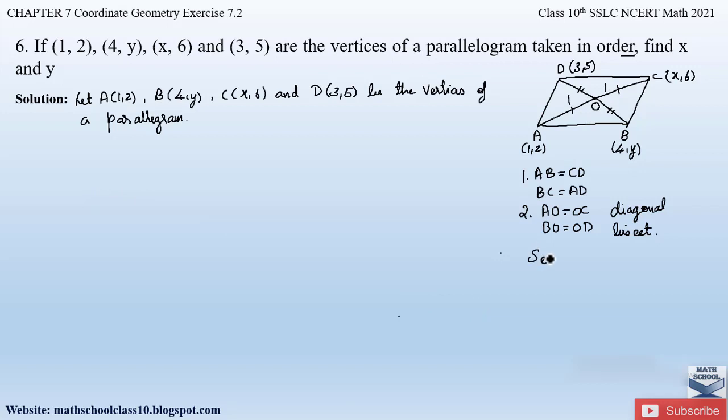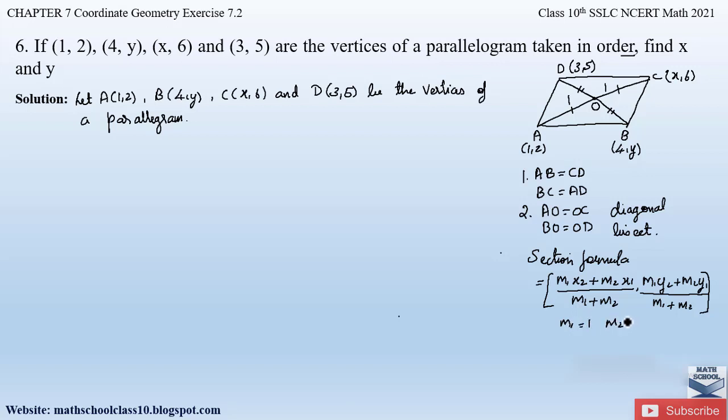So here, the section formula is given by (m1 x2 + m2 x1) divided by (m1 + m2), and this is the x coordinate part. The y coordinate part will be (m1 y2 + m2 y1) divided by (m1 + m2), right? So this is the section formula. Whenever we consider the midpoint, m1 will be equal to 1 and m2 will also be equal to 1. This formula reduces to the midpoint formula.